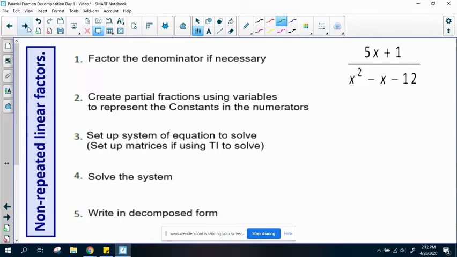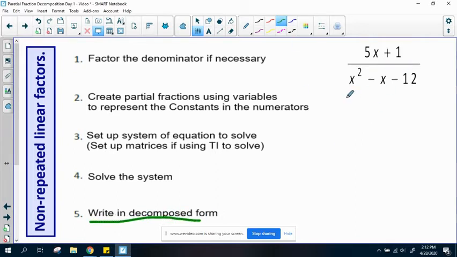Then you're going to pretend that those are your new problem that we gave you, and you're going to simplify it. Okay, you're actually going to get common denominators and start the process like we did on the warm-up. So you would do this by doing a system of equations, or you can use your graphing calculator with matrices to solve that system. You're going to solve the system and come up with an answer, and then the final step is to actually write it in its decomposed form.